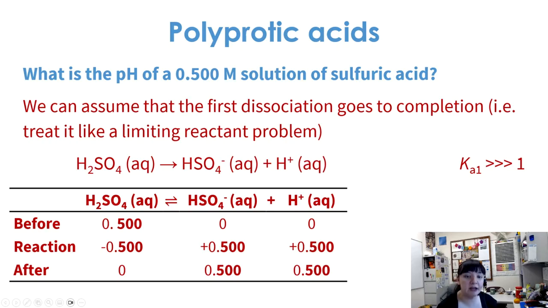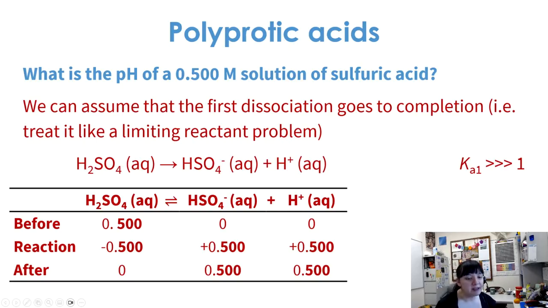I start with my initial amounts at the top as the before line. In this case, that's 0.500 molar of the sulfuric acid. The after line is in part decided by whatever my limiting reactant is. Because I have only one reactant here, the H2SO4, I can assume that it's going to completely run out. And so after the reaction is over, it ends with 0.